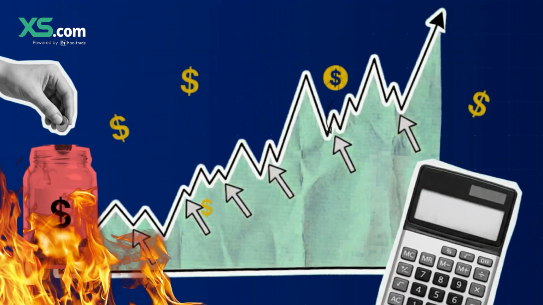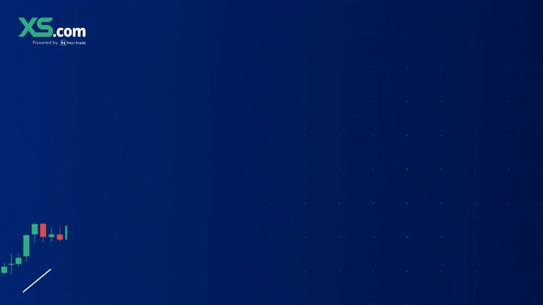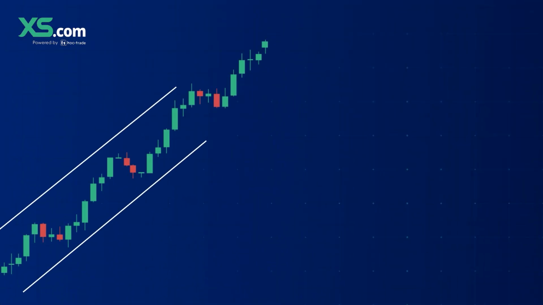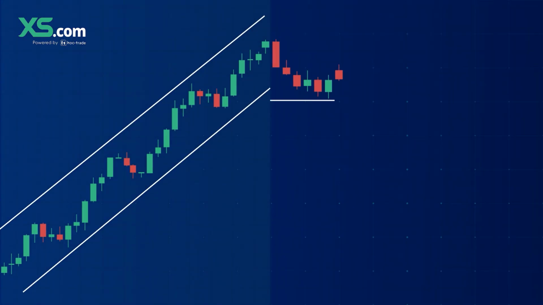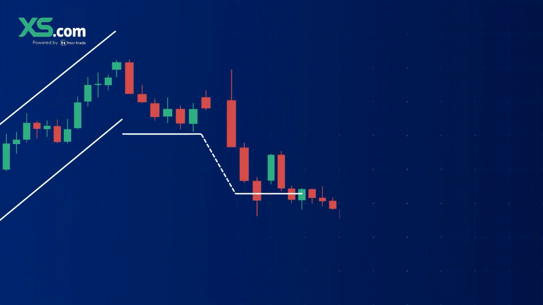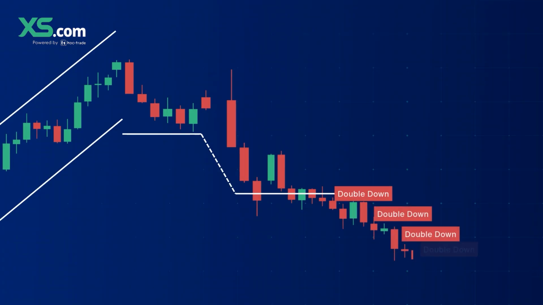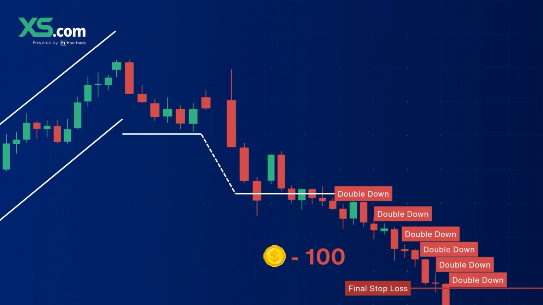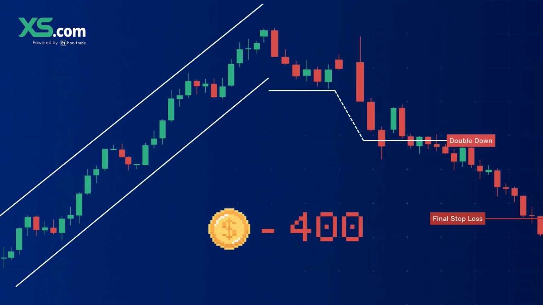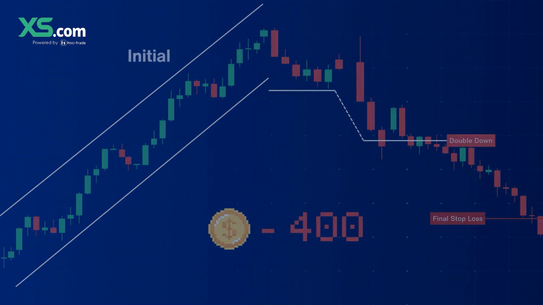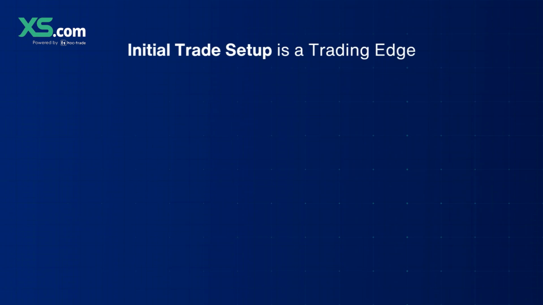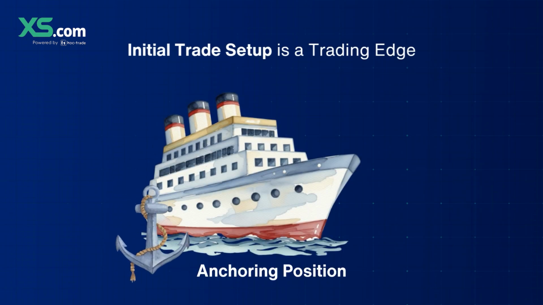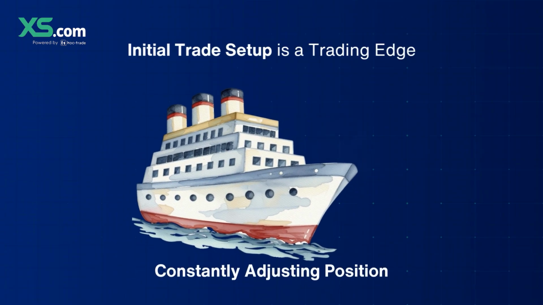For example, a trader can build 200 pips across profitable trades, then encounter a single loss where the stop loss is pulled away and doubling down continues. When the initial position ends, the trader is down 100 pips, but the total loss becomes 400 pips once the additions are included. Initial trade setup is a trading edge because it keeps profitability anchored to the first decision, which is repeatable, rather than dependent on the scale of adjustments used to force an outcome.